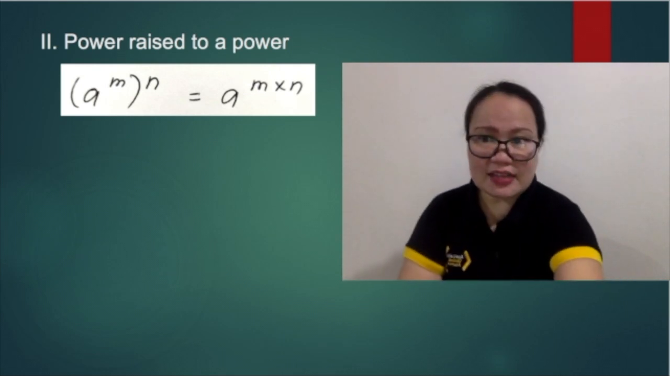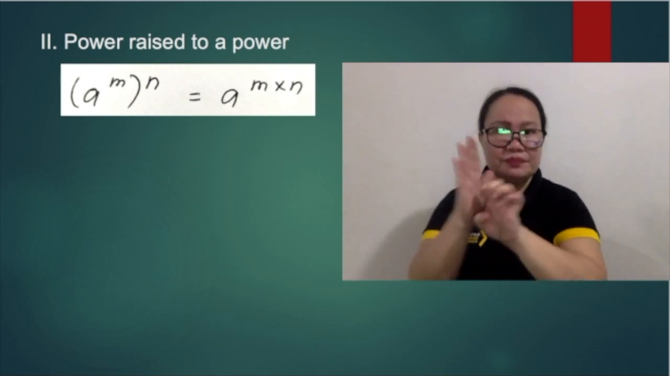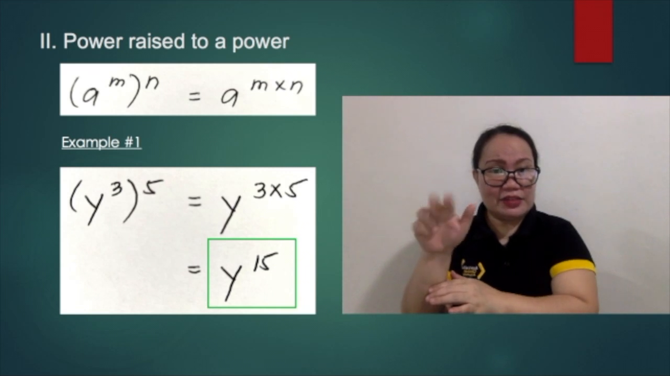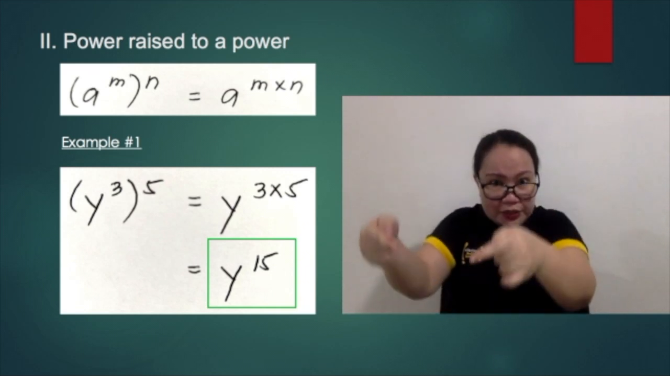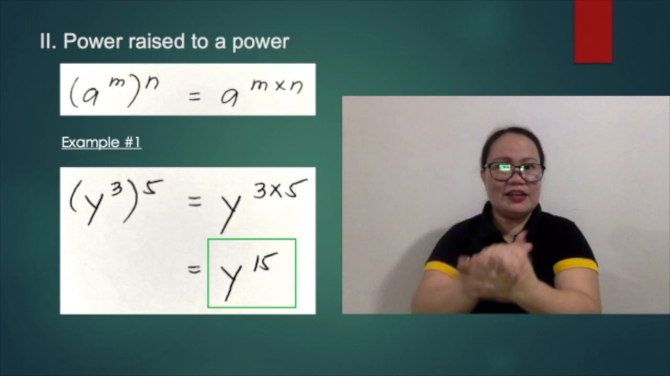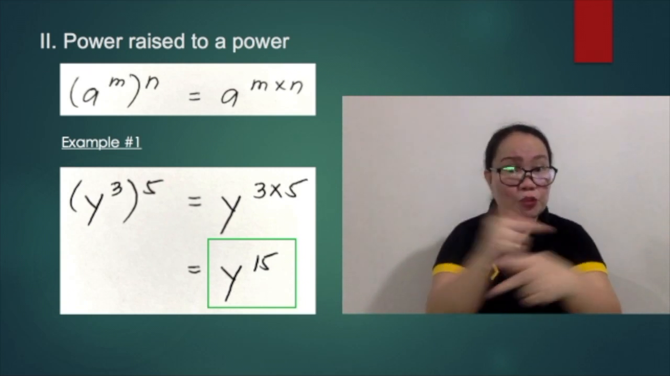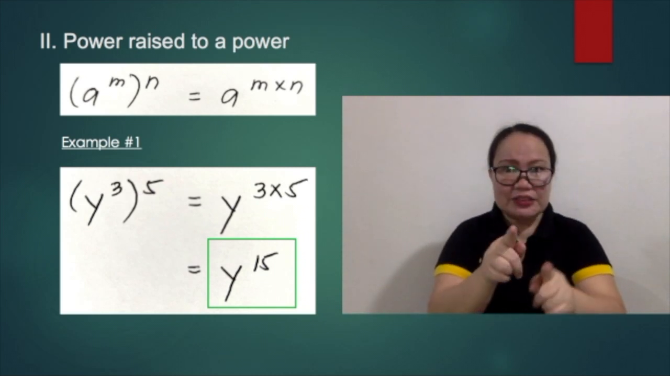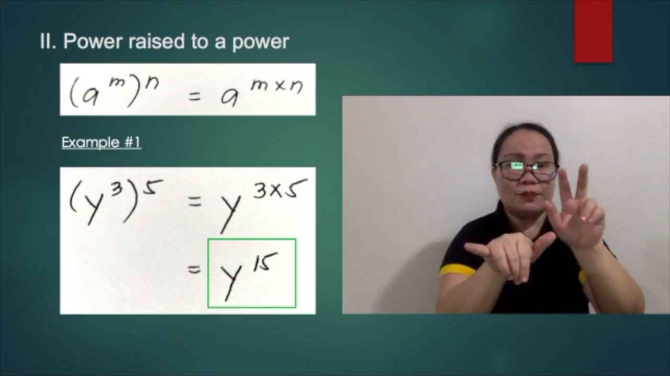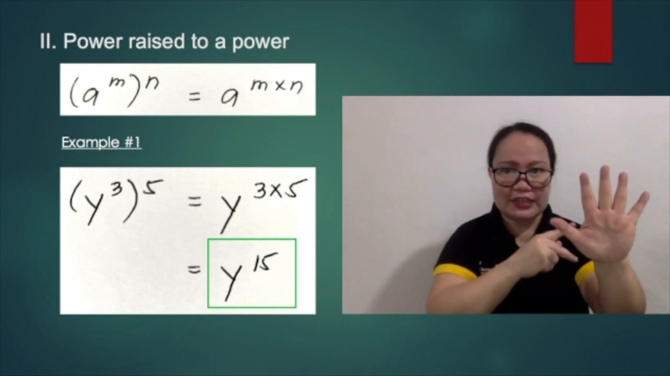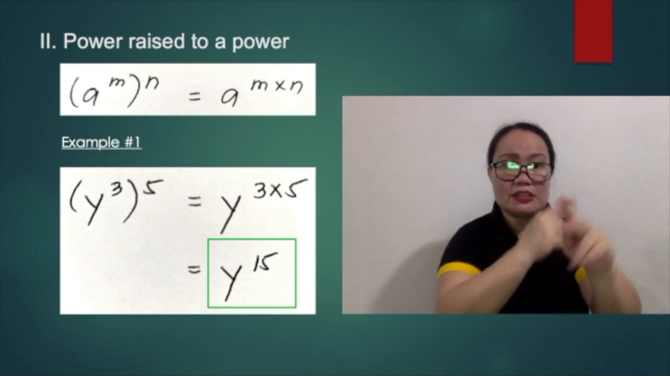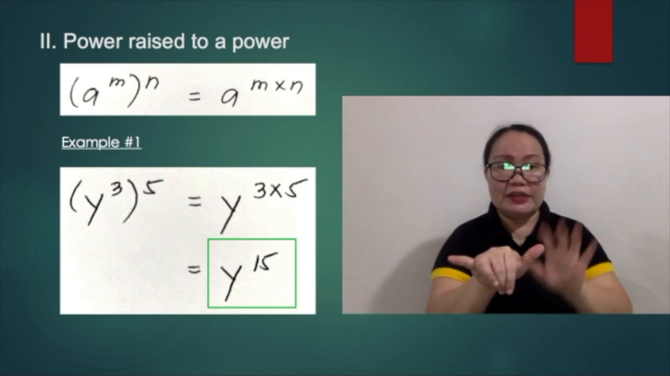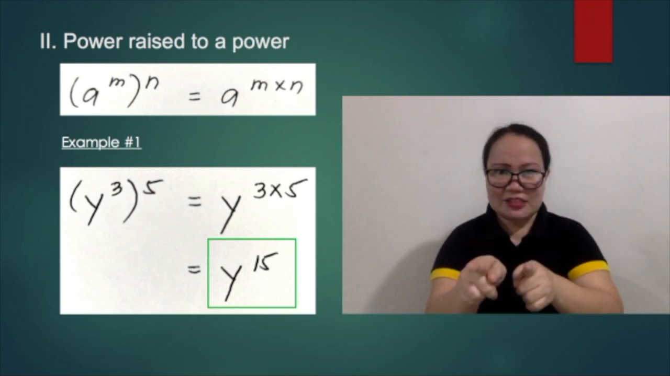Okay, let's have an example. Number 1, y raised to the power of 3 is raised to the power of 5. So very simple, multiply the powers. The answer is y raised to the power of 3 times 5. So 3 times 5 equals 15. Y raised to the power of 15 is the answer.